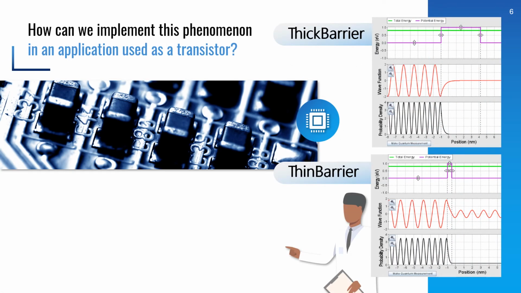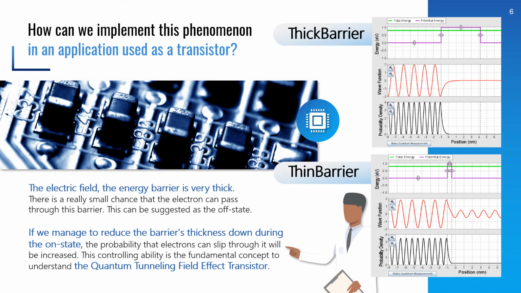So, how can we implement this phenomenon in an application used as a transistor? Imagine that before applying the electric field, the energy barrier is very thick. There is a really small chance that the electron can pass through this barrier. This can be considered an off state. Then, what happens during the on state? If we manage to reduce the barrier thickness during the on state, the probability that electrons can slip through it will increase. This controlling ability is a fundamental concept to understand the quantum tunneling field effect transistor.